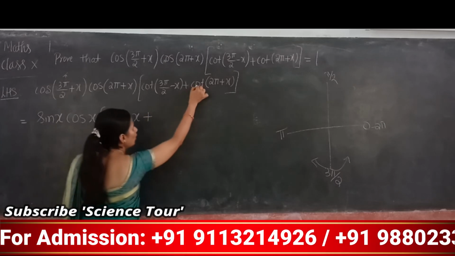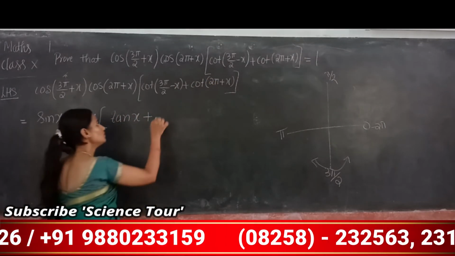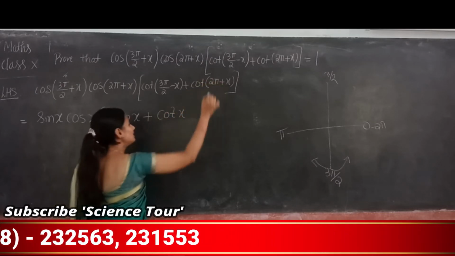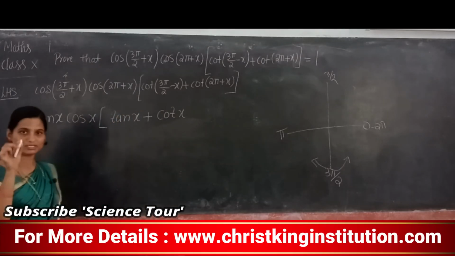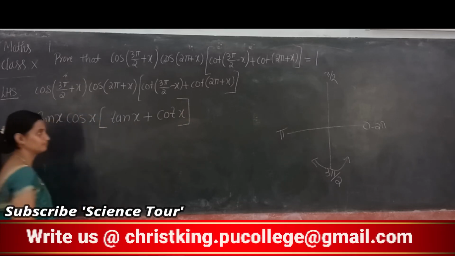Plus cot 2 pi. Does cot change? No. So it is cot x. 2 pi plus x. Which quadrant? Again first quadrant. In the first quadrant cot is positive.